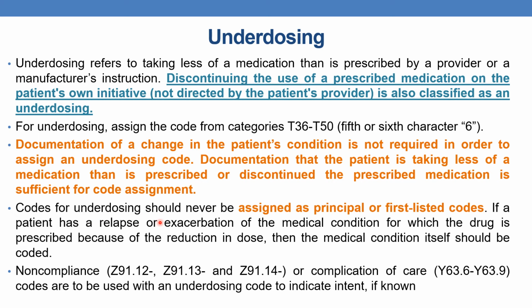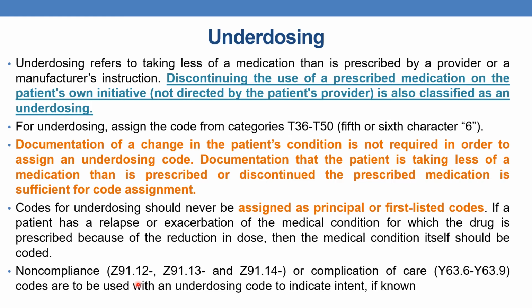And the codes for underdosing should never be assigned as PDX or first listed codes. Codes of adverse effects and underdosing should not be assigned as PDX or first listed codes. If the patient has a relapse or exacerbation of the medical condition for which the drug is prescribed because of the reduction of the dose, then the medical condition should be coded first.